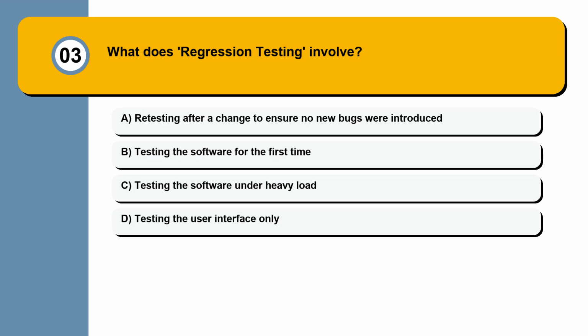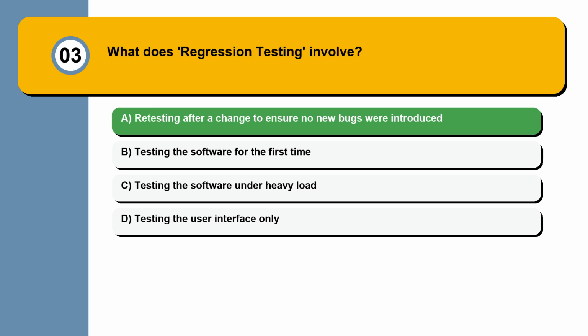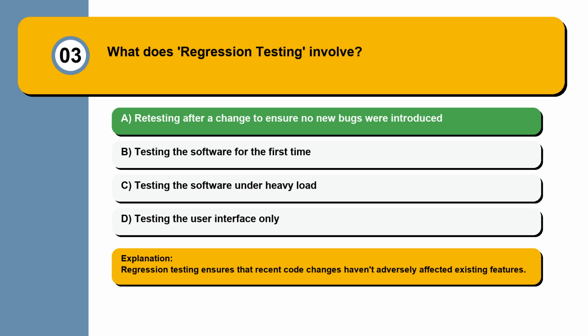Question 3. What does regression testing involve? Retesting after a change to ensure no new bugs were introduced. Testing the software for the first time. Testing the software under heavy load. Testing the user interface only. Regression testing ensures that recent code changes haven't adversely affected existing features.